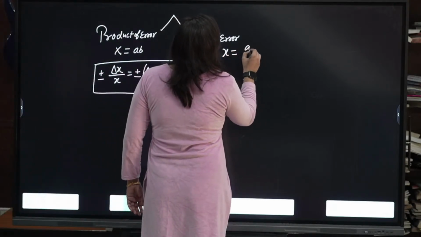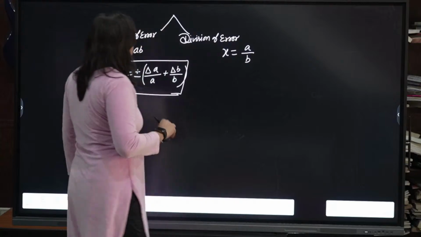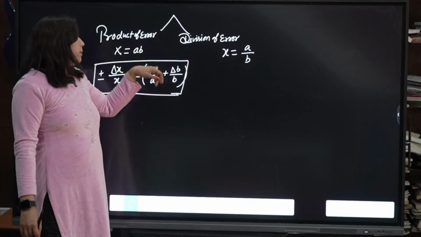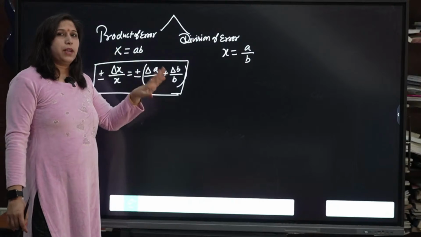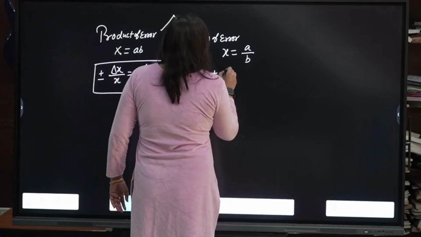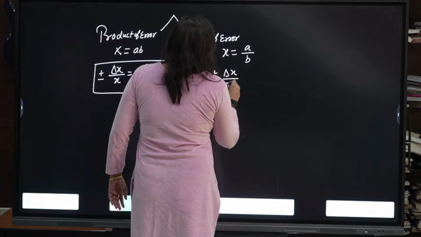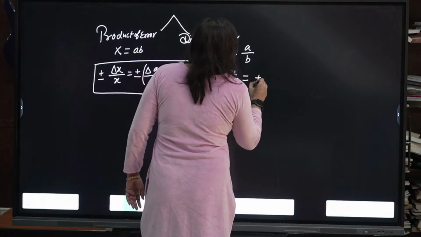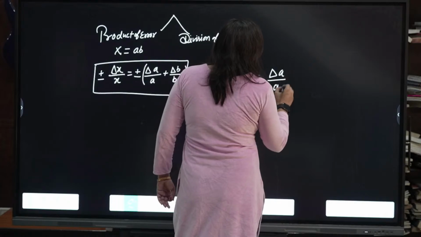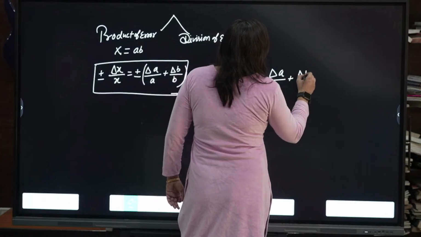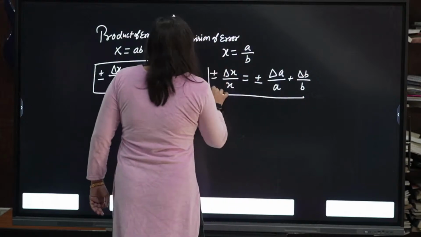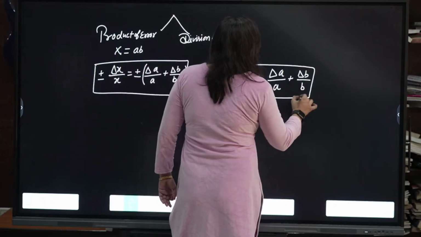X is equal to A by B. Del A is the absolute error in the measurement of A, del B is the absolute error in the measurement of B. Here also plus minus del x by x is equal to plus minus del A by A plus del B by B. Same formula like the last formula.